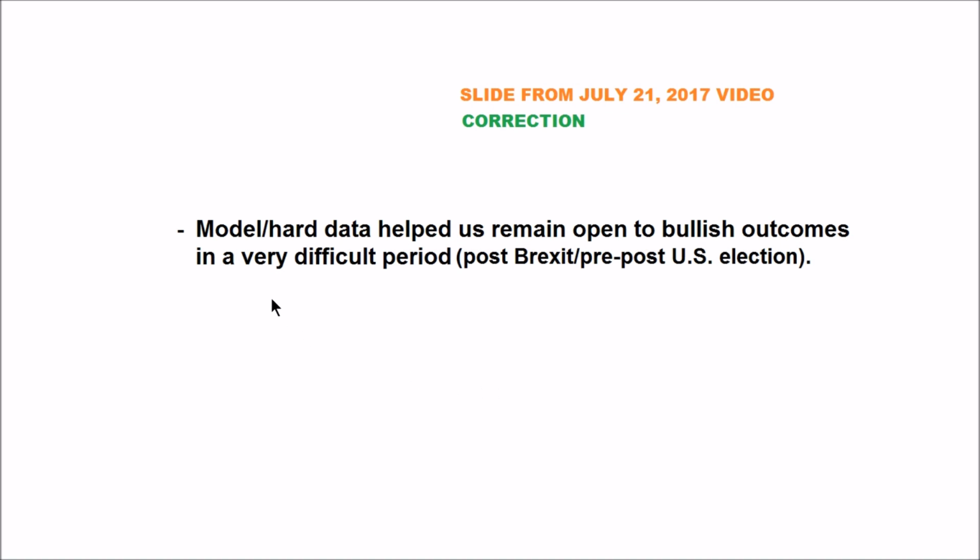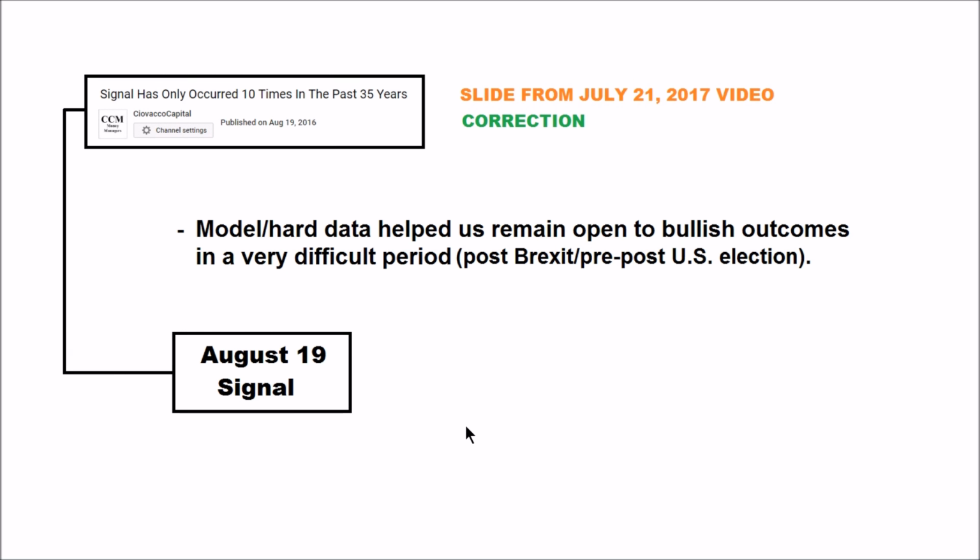This statement here is much more in line with the state of the charts in calendar year 2016. The model and hard data helped us remain open to bullish outcomes in a very difficult period after Brexit, before the US election, and immediately following the US election. We know from our long-term signal that we covered on August 19th that the long-term charts started to turn after the Brexit referendum and before the US election.